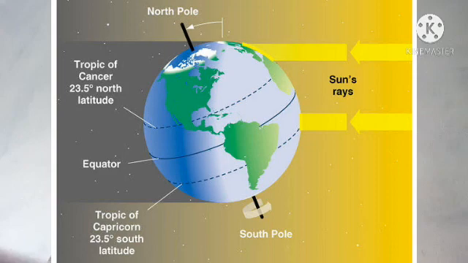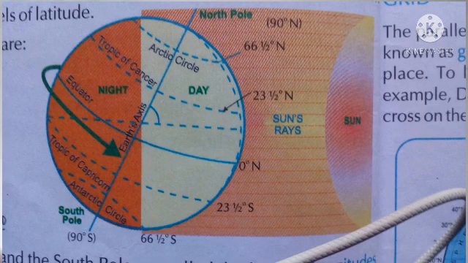Now we come to know about the fourth feature of these latitudinal lines. North pole is marked as 90 degree north and south pole is marked as 90 degree south. Like this we can say the value of north pole is 90 degree north and south pole is 90 degree south. All these parallels are drawn at a distance of 1 degree.